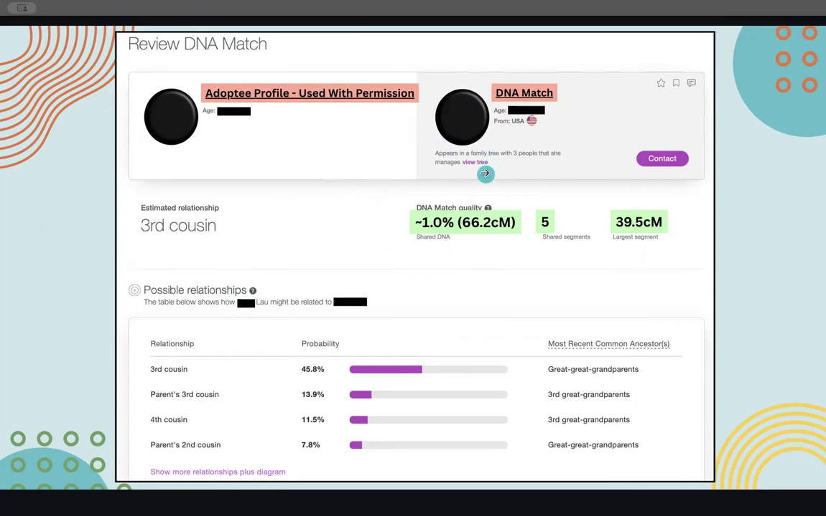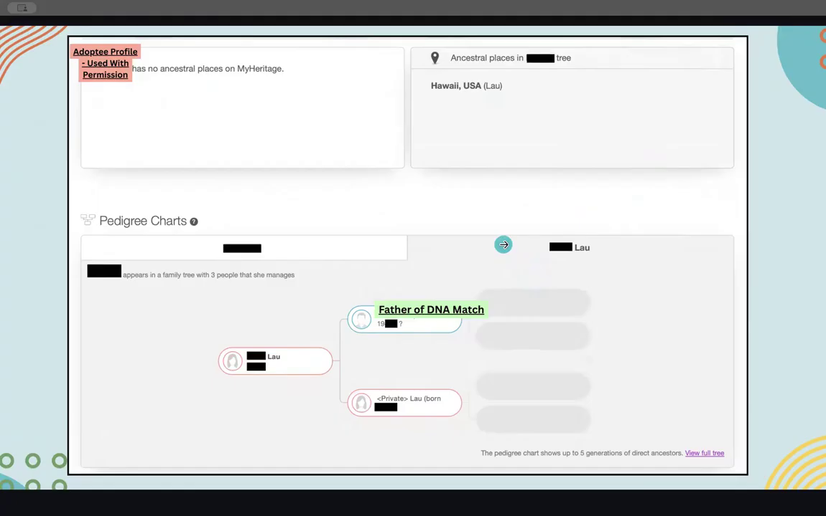So we look and see, like I said, this is the stronger match than the one with a bunch of smaller segments. We've got the 39.5, 5 segments, total 66. So then scrolling down, I saw this person listed one of their ancestral places as Hawaii. And even though that might not seem super relevant at first, because I'm looking for a Chinese adoptee, Hawaii had a lot of migration from China throughout the years.